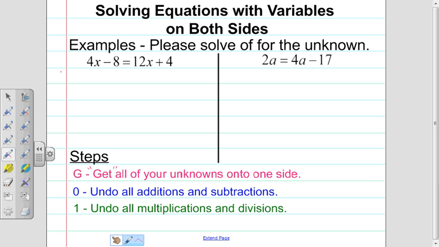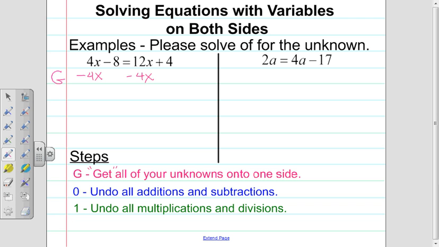So we're going to do the G step first in this equation where it says solve for the unknown, okay? And it says 4x minus 8 equals 12x plus 4. Well, for me to get all of my unknowns on the one side, I've got to get rid of a pile of x's, okay? In sort of layman's terms here, I need to get rid of the 4x or get rid of the 12x. I'm going to choose to get rid of the 4x, okay? And if this says 4x here, I'll subtract 4x from both sides, okay?